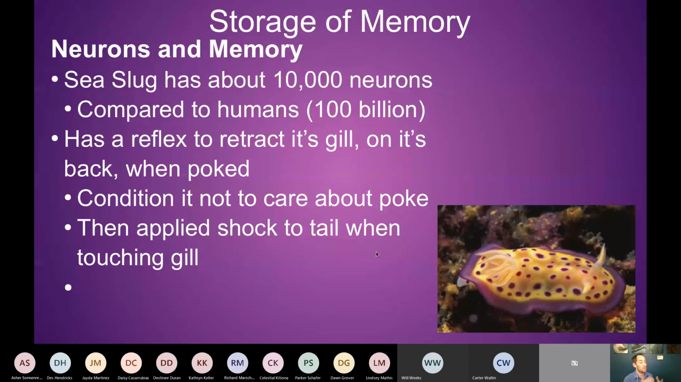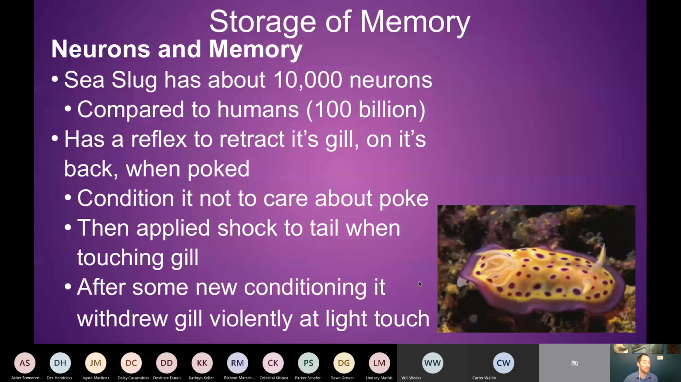So then you can start to apply a shock to the tail when you touch the gill. So now you are retraining it to be essentially afraid, or to use a survival instinct, when you touch the gill. So after that new conditioning, you conditioned it to not care about being touched, and then you reconditioned it to be afraid or to have pain when it gets touched. So at that point, it will then really violently and quickly retract that gill to even a very light touch. Even beforehand, with the natural behavior, at a very light touch it may not have retracted its gill. But now, any touch at all will make it retract.